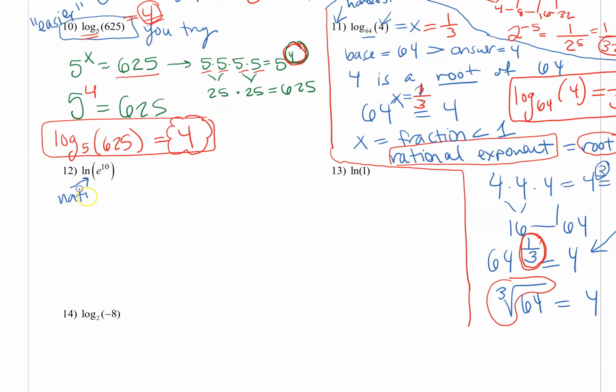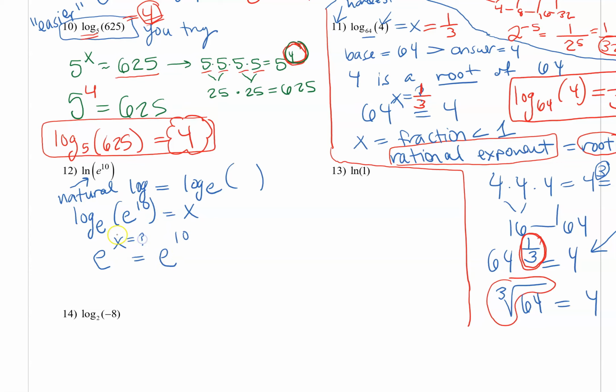We call it the natural log. So remember, that's the log that has a base of e. So I can rewrite this as log base e of e to the power of 10. And I'm trying to figure out what exponent I would have to raise this base e to, to get e to the 10th. So e is my base raised to my exponent of x equals my result of e to the 10th. Well, I hope it's kind of obvious from writing it this way that if I want to get the result of e raised to the power of 10, then I need to raise e to the power of 10, right? e to the power of 10 equals e to the power of 10.